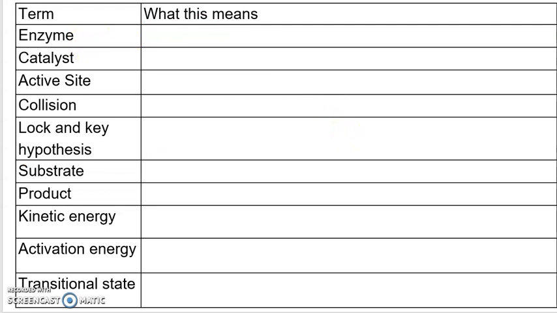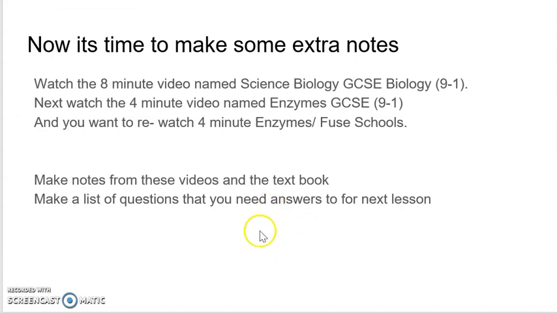Once you've done that, I'd like you to make some extra notes. So go back into Google Classroom and watch the 8-minute video, which is named Science Biology 9 to 1. 9 to 1 refers to your syllabus. Then you've got a 4-minute video, which is named Enzymes GCSE, also 9 to 1. You might want to re-watch this 4-minute video that you looked at earlier on. I want you to make notes on the videos. I also want you to be carefully using your textbook. And again, have a look at the questions that you've got and bring them into the Google Meet session. By doing this note taking, I'm sure that you'll have even more questions that you can bring next time.